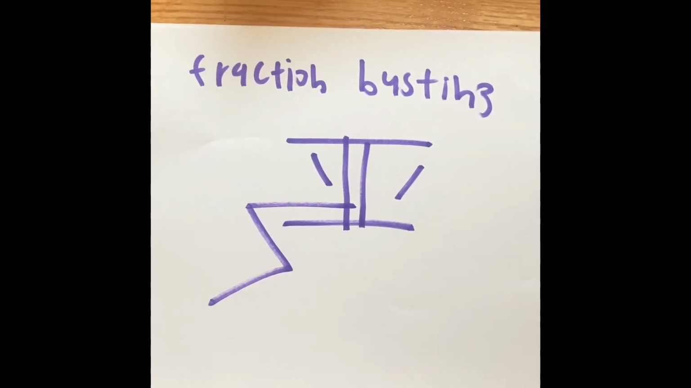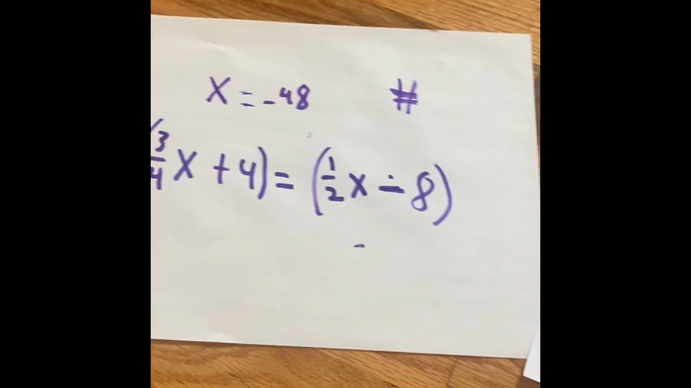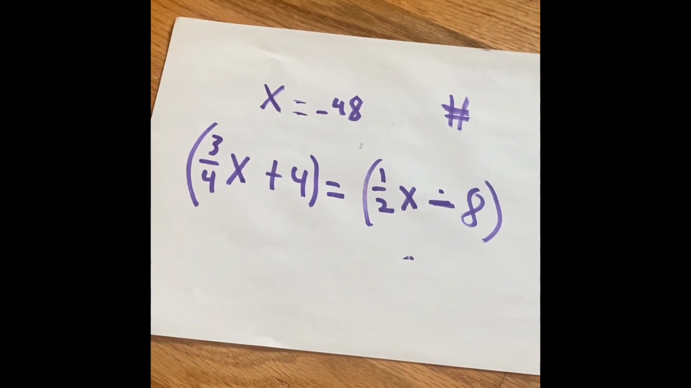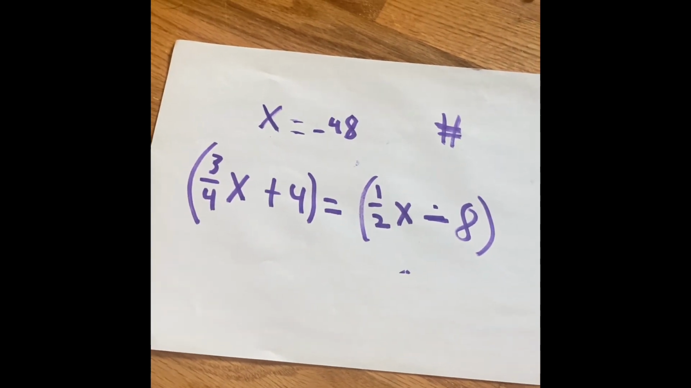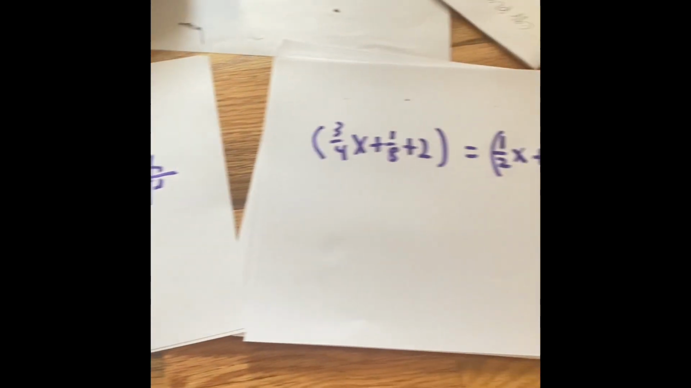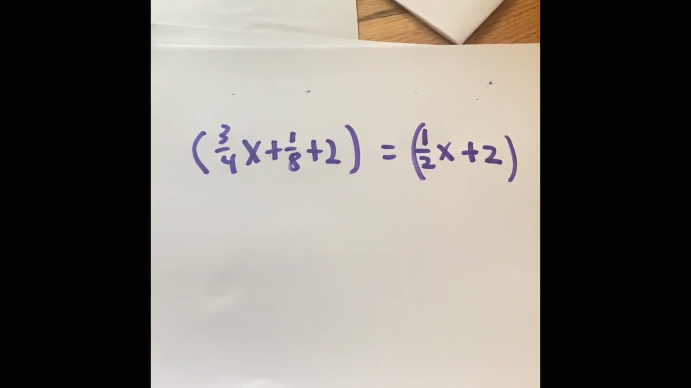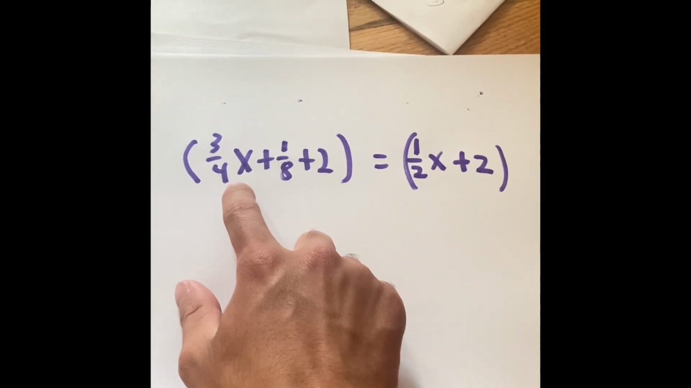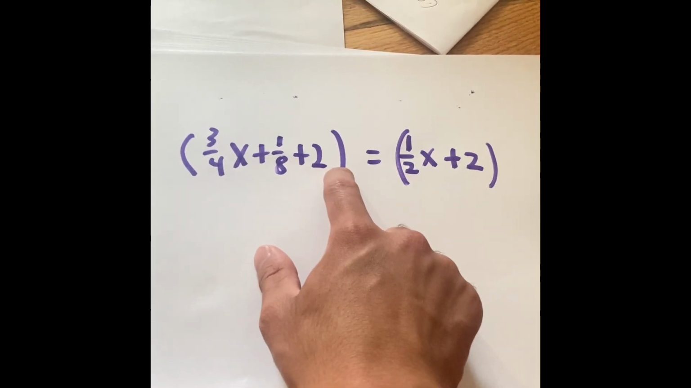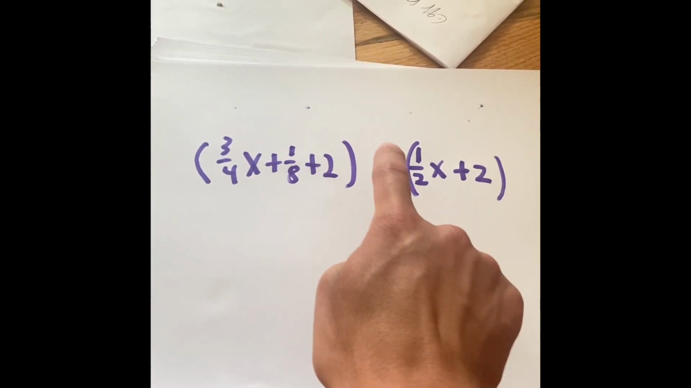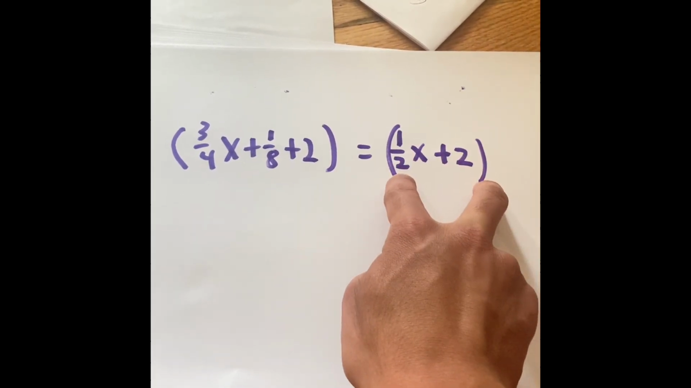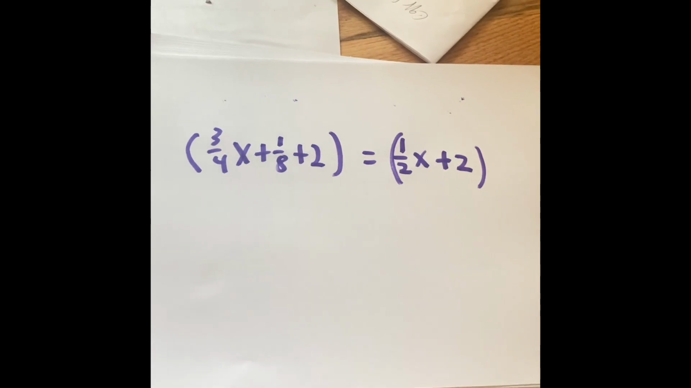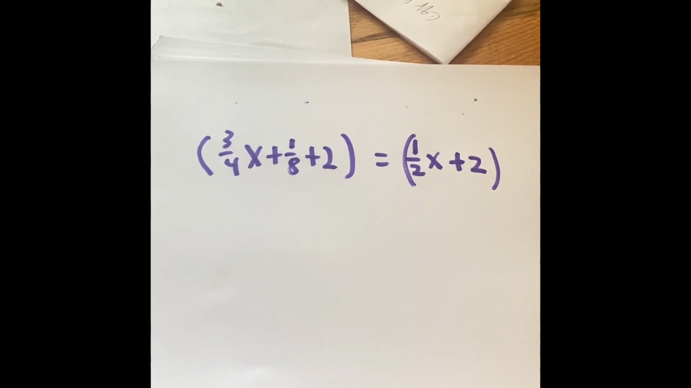And that new way is called fraction busting, because the agenda is to get rid of the fractions and get the variable all by itself, but in a different way. So here is our example problem. We have 3 over 4x plus 1 over 8, plus 2 in parentheses, is going to equal 1 over 2x plus 2 in parentheses. If we did the math normally, it would take us a very long time.